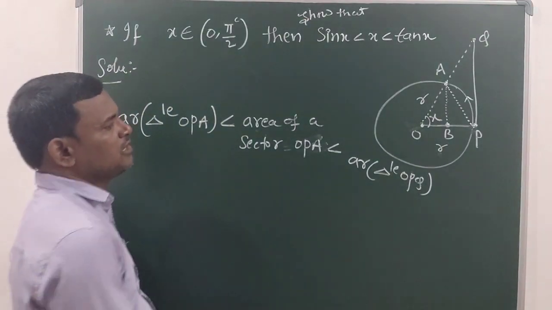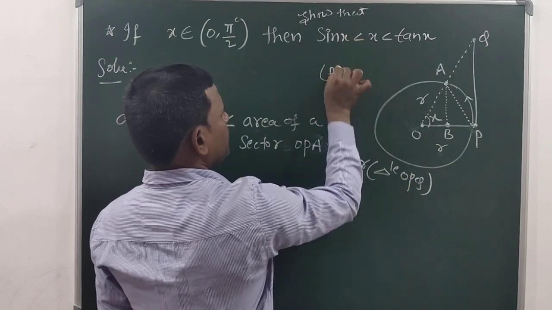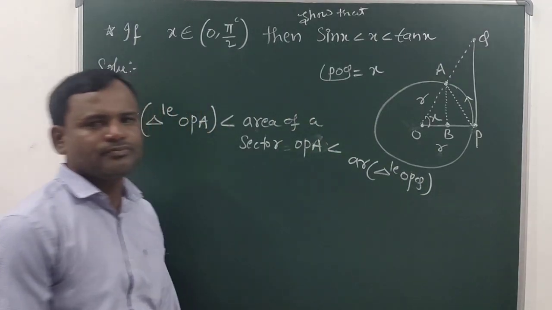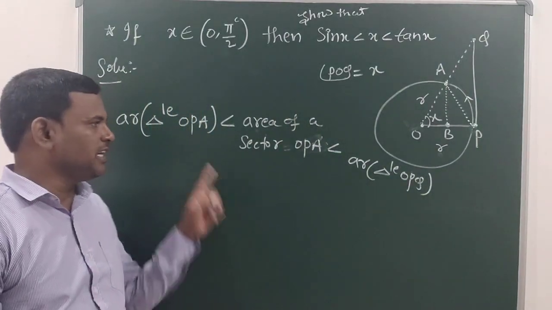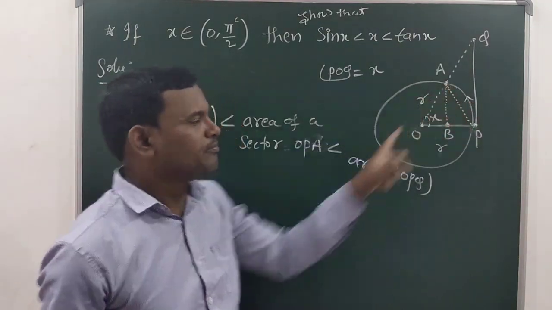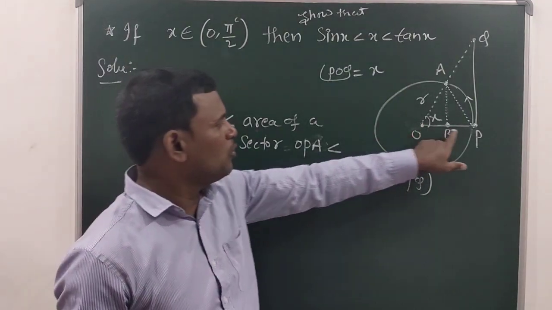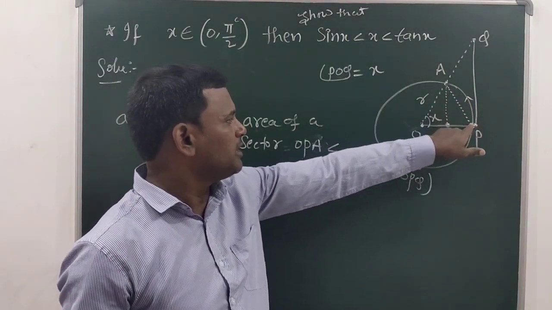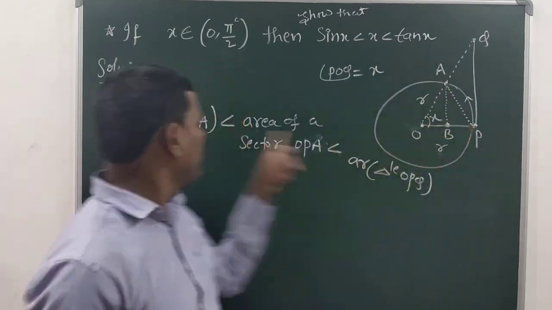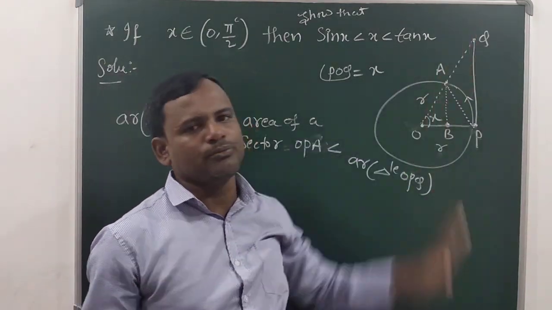Okay, students. So here angle POQ we have taken as small x. Now observe carefully, once again I am explaining you here. Area of triangle OPA. See, observe the figure. This is smaller than area of the sector OPA. This is the sector whose area is more than area of AOP triangle, and this sector area is smaller than area of OPQ.